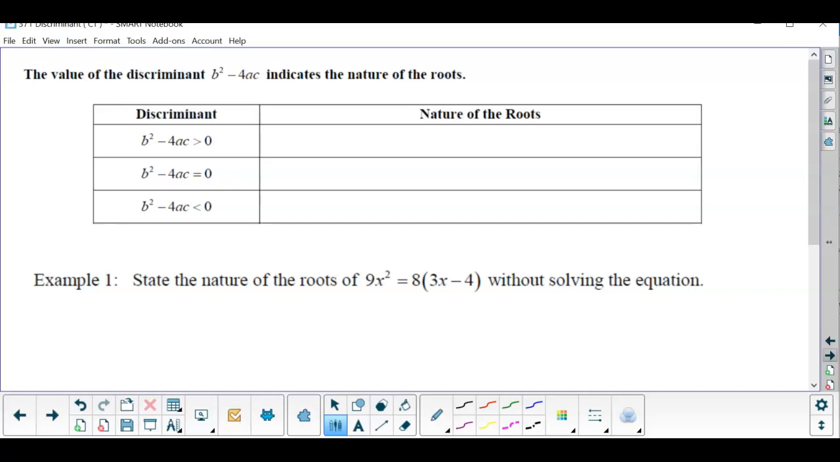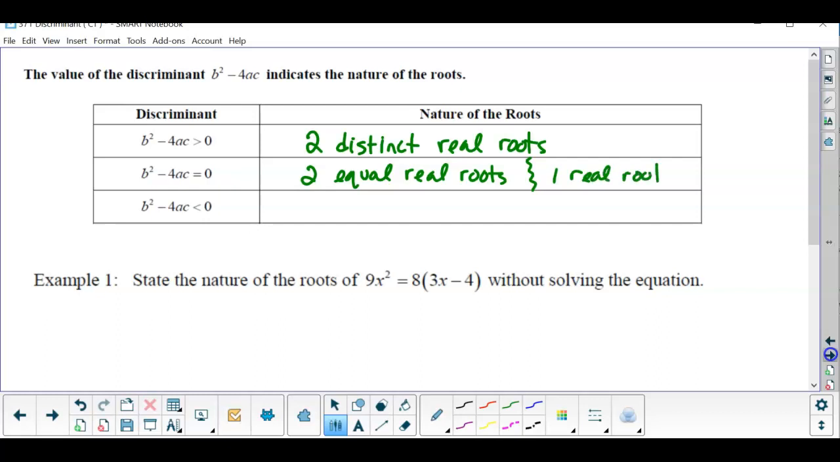I'll fill in the chart here. So greater than 0, two distinct real roots. Equal to 0, two equal real roots, or one real root. And then less than 0, no real roots. And you need that statement, the real number system, so no real roots, two distinct real roots.